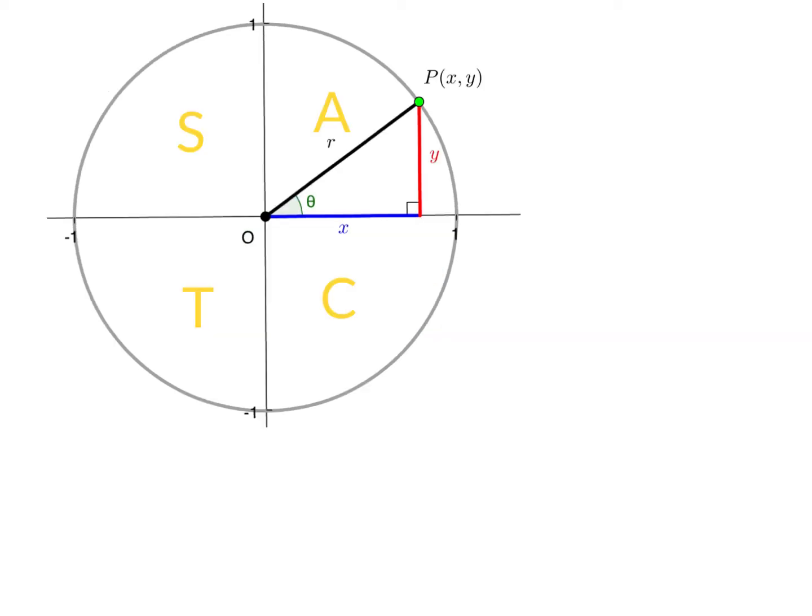So this is how we try to remember it. All stations to Crookwell, ASTC, all stations to Crookwell. A, meaning that all trig ratios are positive. S, meaning sine is positive in that quadrant. T, meaning tan is positive in that quadrant. C, meaning cos is positive in that quadrant.